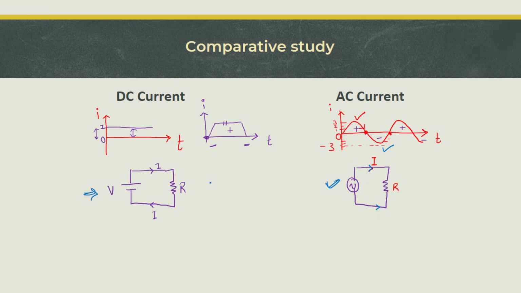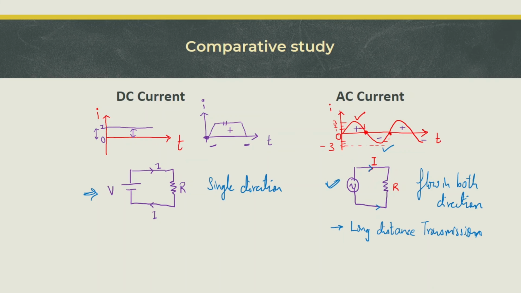So this way current in an AC circuit flows in both directions, but over here in a DC circuit current flows in a single direction. Now when we have to transmit an electrical signal for a larger distance, what we do is we use AC current for transmission. So for long distance transmission we use AC current because it is efficient and the power loss is minimum, and that is why even the electricity supply that we have at our homes, offices, colleges, everywhere, is an AC supply.